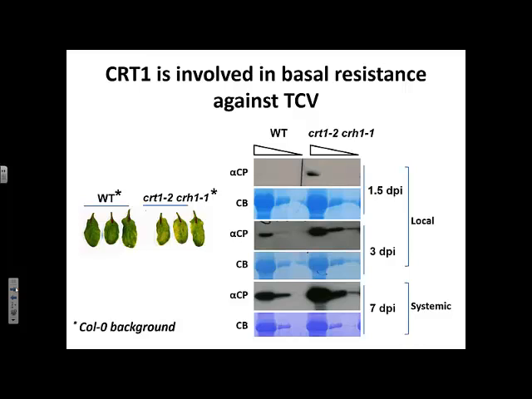Using the TCV system, we move on to the Columbia 0 now. And if you eliminate HLT, as you can remember, that's stage number 1. That's a basal resistance. Now we're not talking about ETI, we're talking about basal resistance. So we are using Columbia 0 background. Here's a wild type. And we utilize T-DNA mutants that are available through the stock centers.